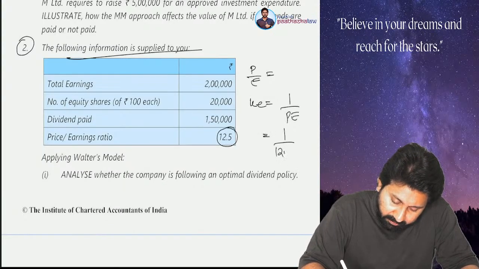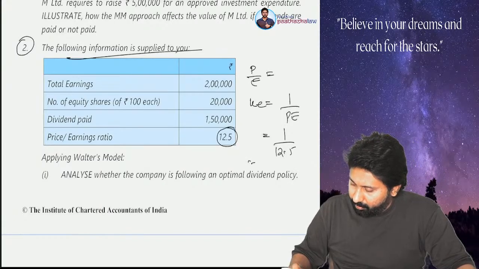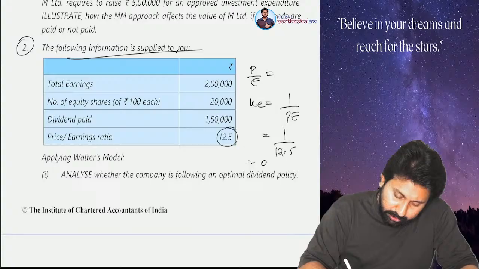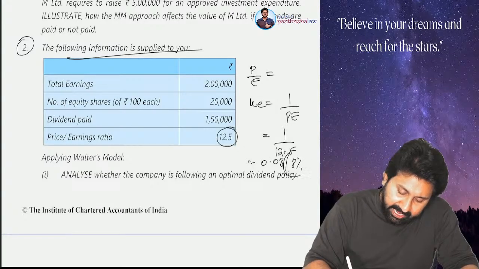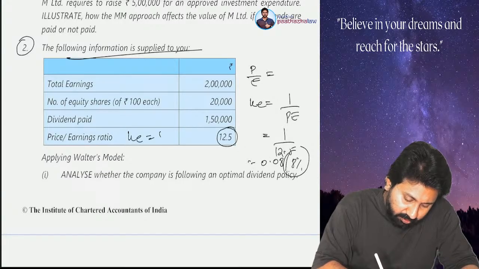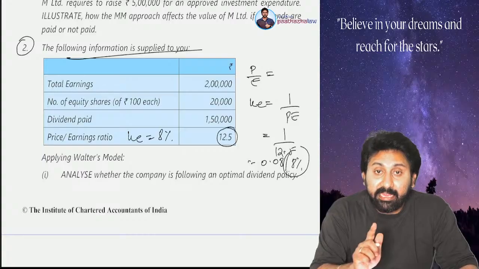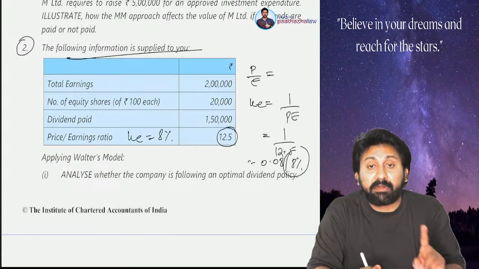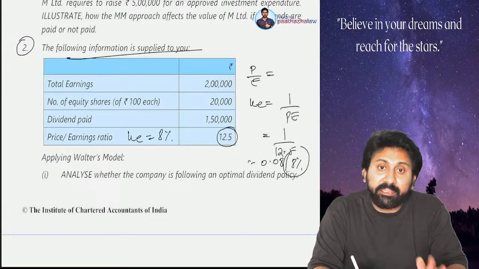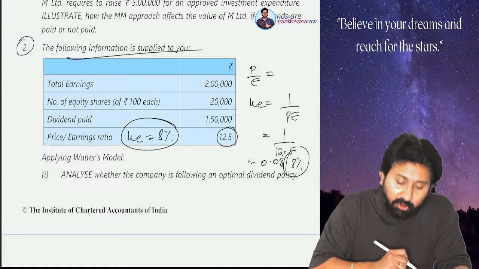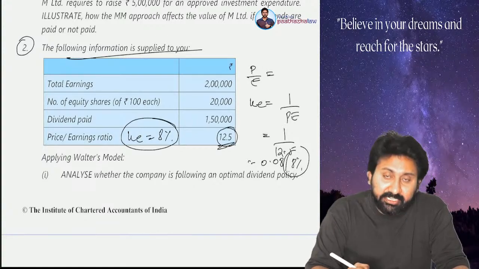So 1 divided by 12.5 is 0.08, also called 8%. KE in this question is 8%. Remember, always, if the PE ratio is given but KE is not given, 1 by PE ratio is the KE. So KE equals how much percent here? 8%.